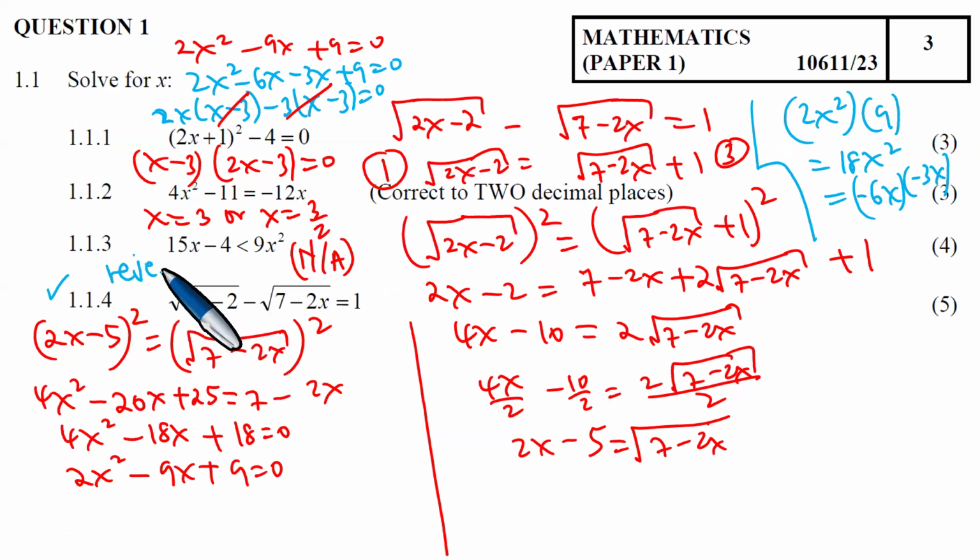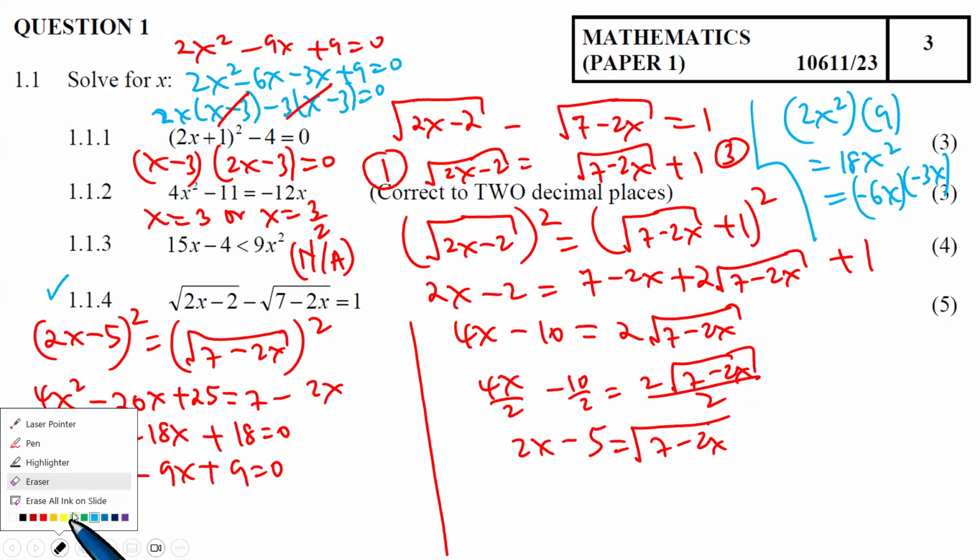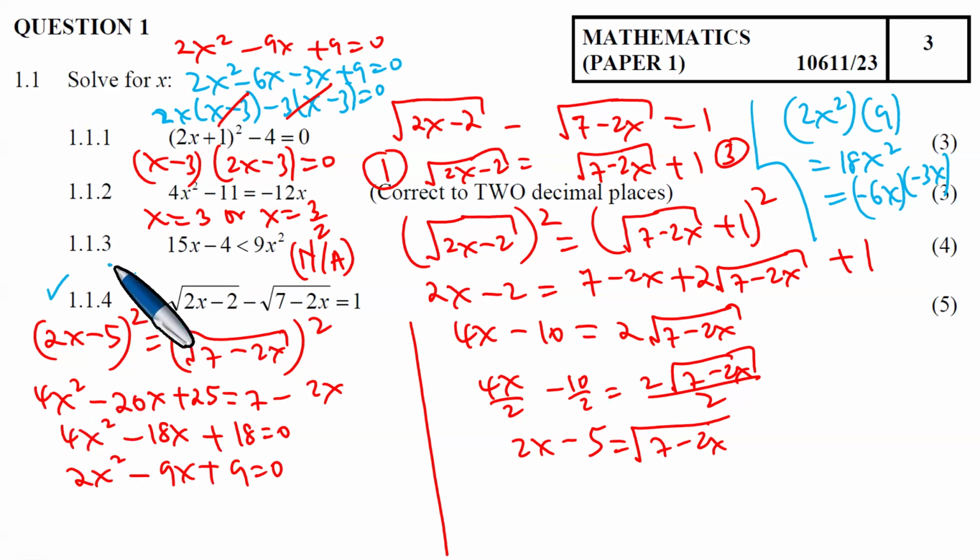Right, so you reject. What do you reject? You reject this solution, or you can then say that x is not equal to 3 out of 2. You can say x is not equal to 3 out of 2. Any question? Yes.